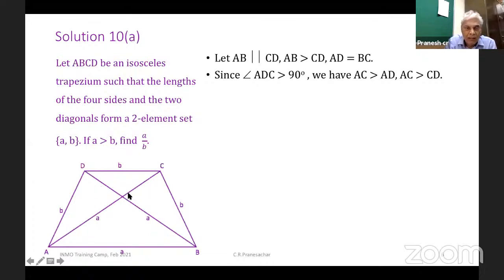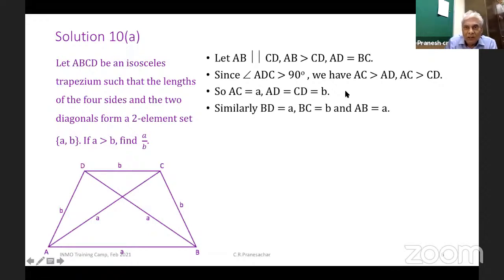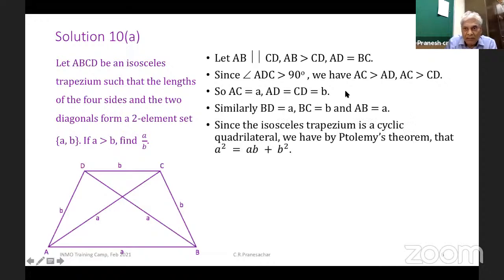AC is bigger than CD. Since there are only 2 distinct lengths, AC will be small a and the other two sides will be b each. AC will be small a, and AD and CD will be b each. Similarly, BD will be small a, BC will be small b, and AB is again a. Why is AB a? Because AB is bigger than CD. Once you have two distinct lengths, the bigger length will have to be a and the smaller length will have to be b. So we see that 3 lengths are small a and 3 lengths are small b.